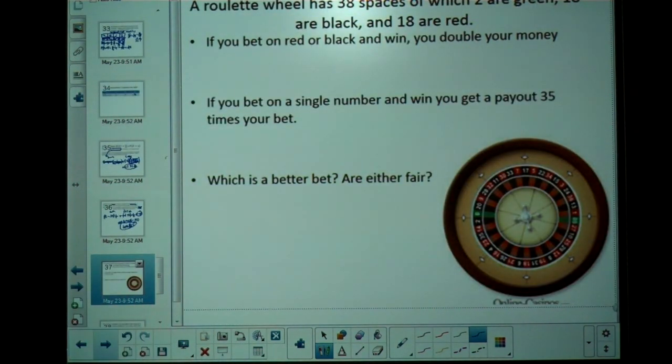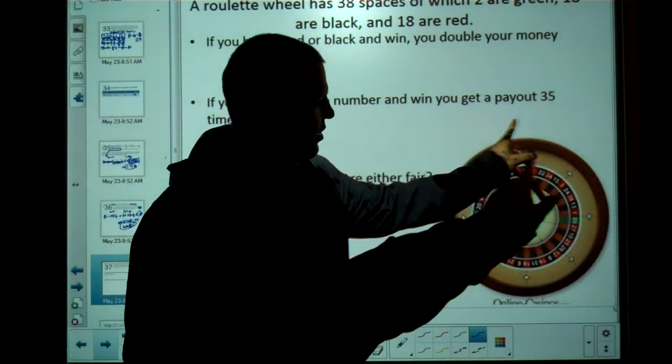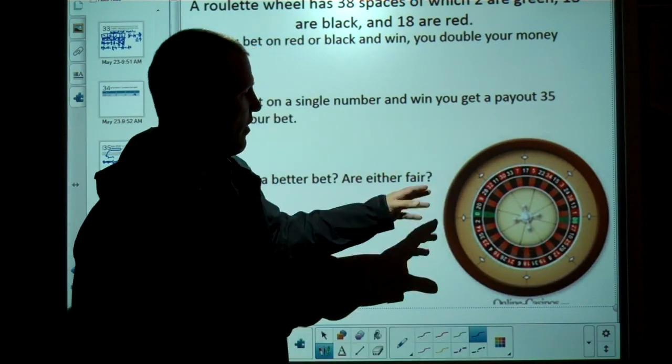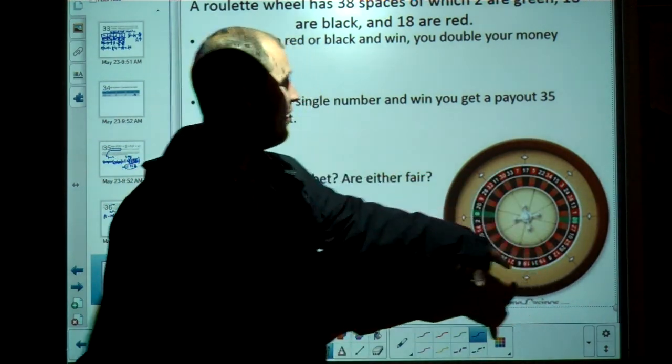All right, let's do one more with a casino game. These are the actual odds and the actual payouts for the game roulette. So in this example, we have a roulette wheel. You drop a ball in, the wheel spins, and it lands in one of these slots. Now, I know it's hard to see the slots going around, but they all have a number on them.